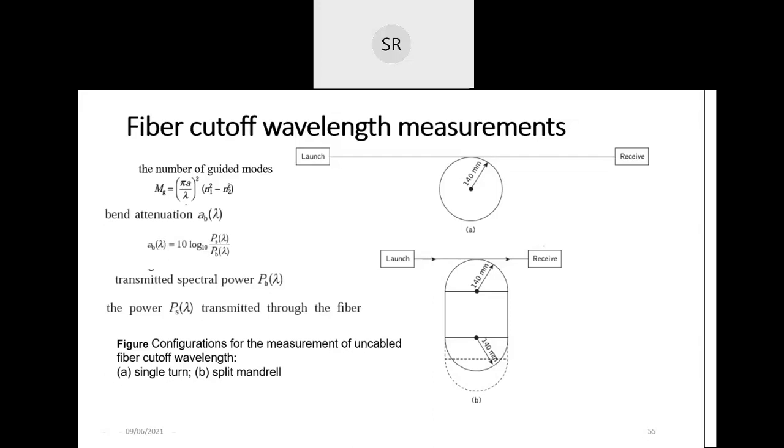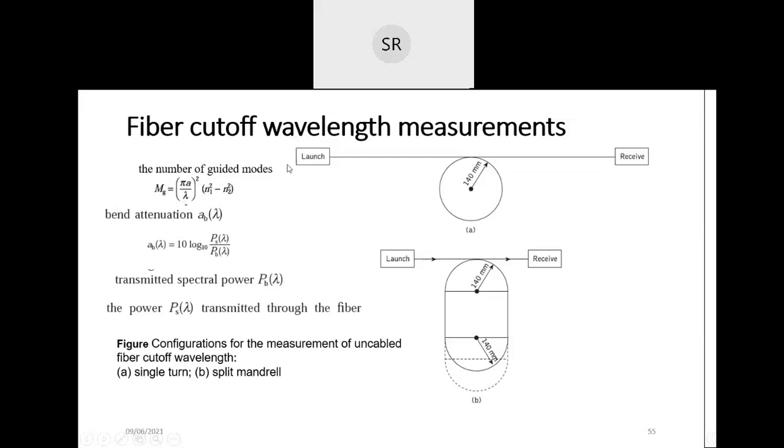So to consider the cutoff wavelength measurement, we need to consider the multi-mode fiber. We'll consider here a graded index fiber which has a parabolic refractive index profile. Now you can see that for this particular fiber, the number of guided modes is equal to what? Pi a by lambda raised to alpha, that is 2, and n1 square minus n2 square.